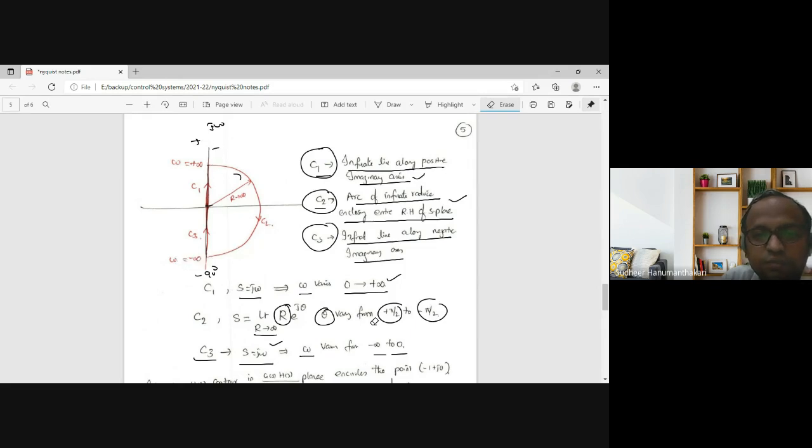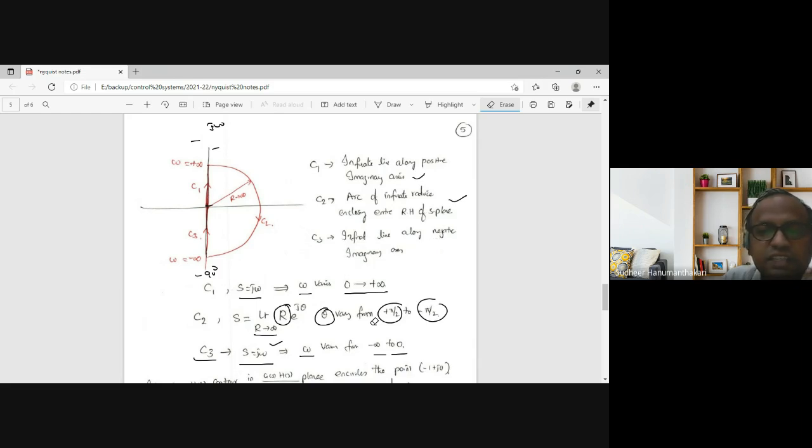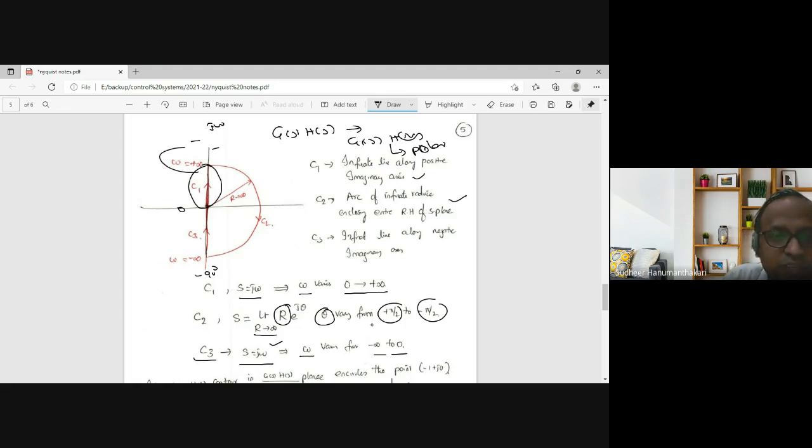Now, in order to obtain the Nyquist plot, I will take C1 and draw the corresponding G of S into H of S plane. What is the G of S into H of S plane? It is nothing but the polar plot. For variation of omega from 0 to plus infinity along the imaginary axis, I'll draw the corresponding polar plot. Then I'll draw the corresponding polar plot for C2 and for C3. If you join all these, you will get the final Nyquist plot.